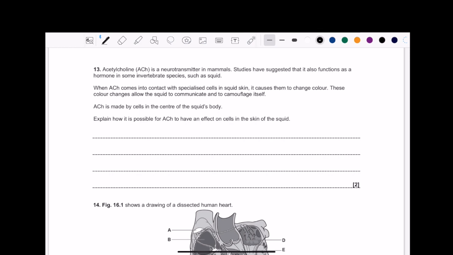But then once it travels, what's it going to do? How is it actually going to affect cells? Well, we have our lovely cell surface membrane, and they have receptors on it, right? Are bells ringing in your head? So they bind to receptors on the cell surface membrane. That's really it. That's how anything like a neurotransmitter can have an effect on cells. Whether it's squid, whether it's us, doesn't matter. That's just how it happens.